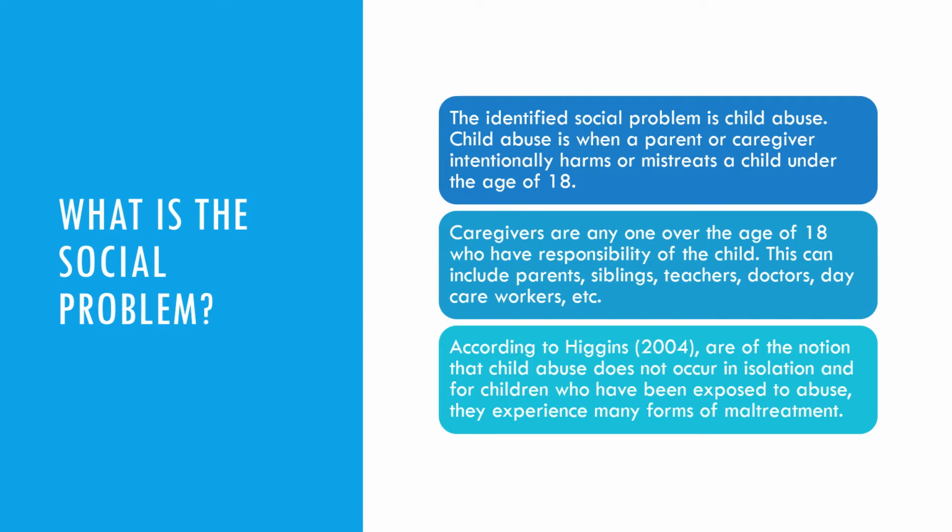According to Higgins, child abuse does not occur in isolation, and children who have been exposed to abuse experience many forms of maltreatment. Some of the types of child abuse include neglect, sexual abuse, emotional abuse, and physical abuse. These types of abuse can have a long-term effect on a child, especially if it is not handled at the time that the abuse is occurring.